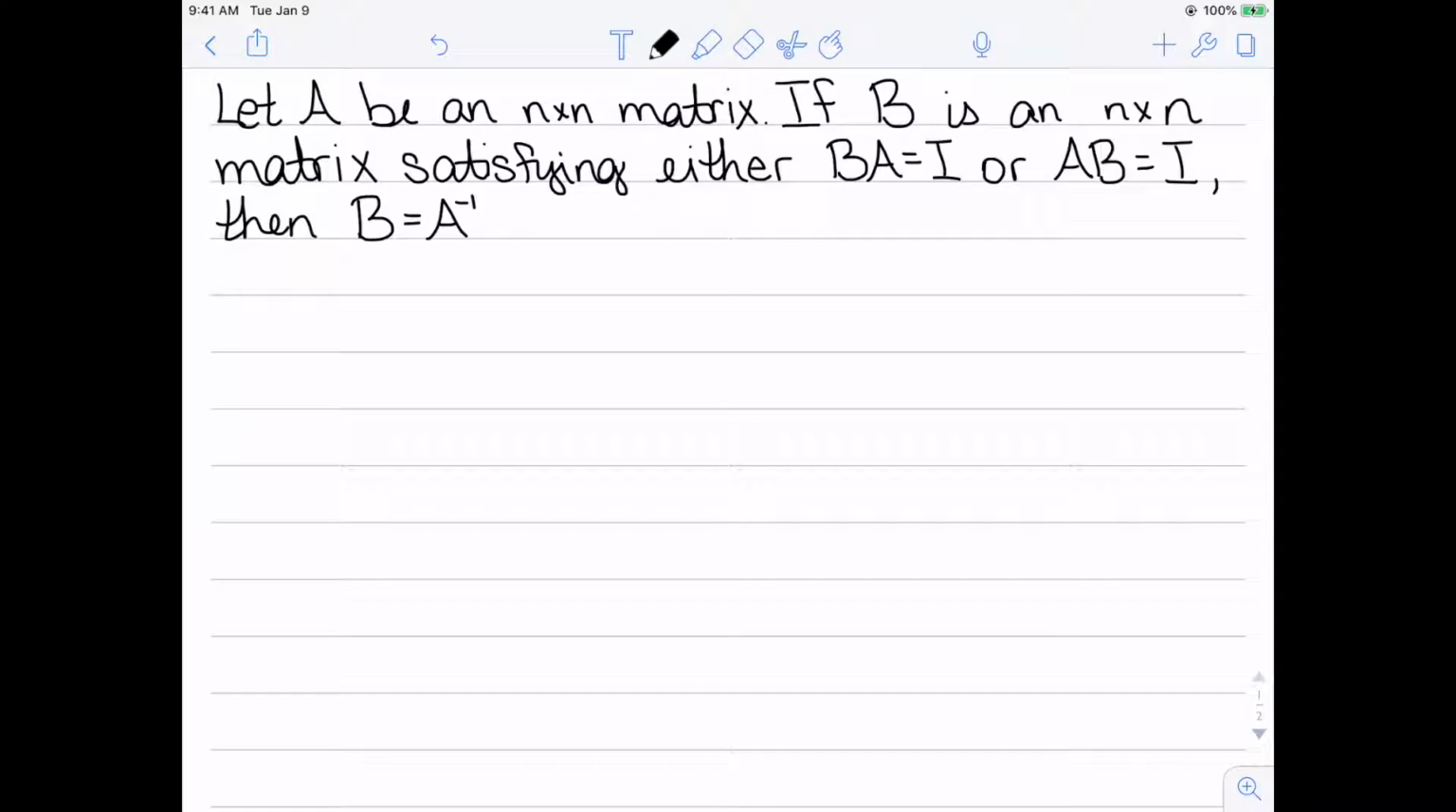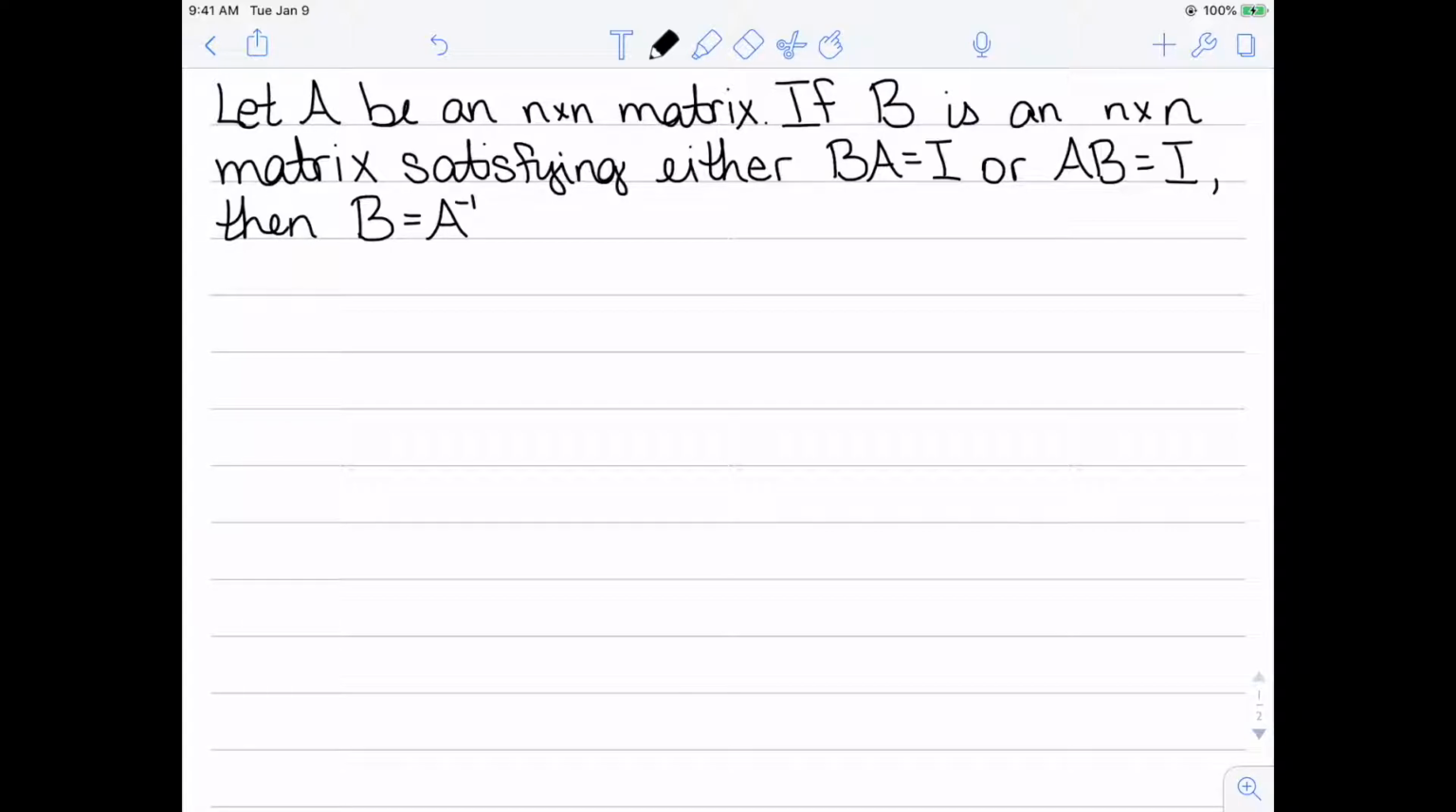Now that we've talked a lot about the inverse, let's look at some of the basic properties of the inverse in invertible matrices. The first property we'll look at: let A be an n by n matrix. If B is also an n by n matrix, satisfying either BA is equal to the identity or AB is equal to the identity, then B is equal to A inverse.